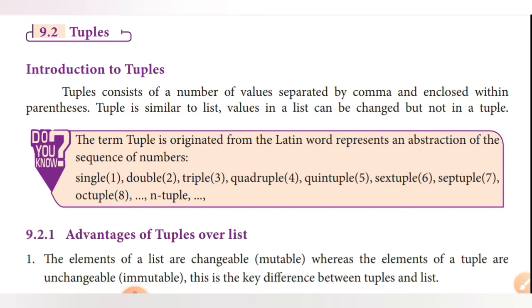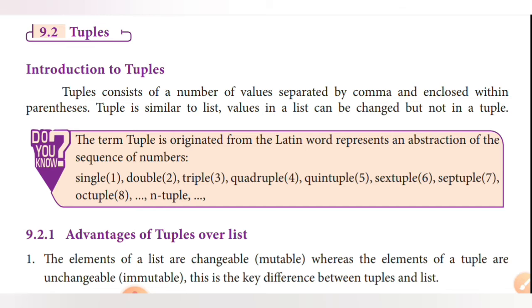The term tuple is derived from Latin words. A tuple is nothing but a sequence of numbers. In Latin, single represents 1, double represents 2, triple represents 3, quadruple is 4, quintuple is 5, sextuple is 6, septuple is 7, octuple is 8, and so on up to n-tuples. So a sequence of numbers is known as a tuple.